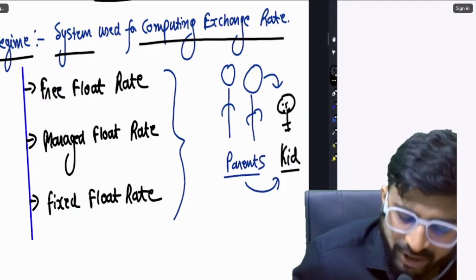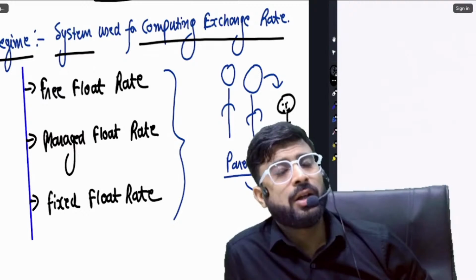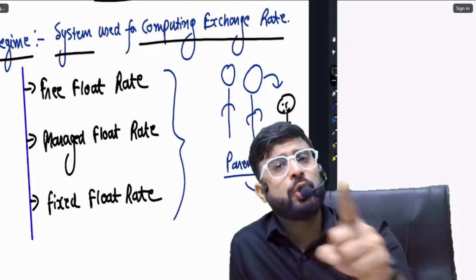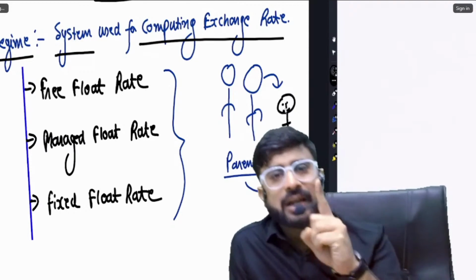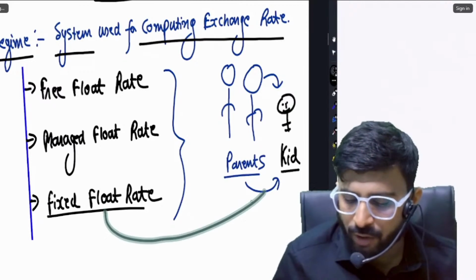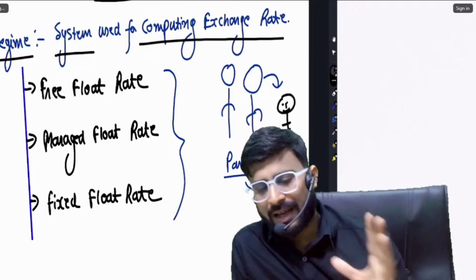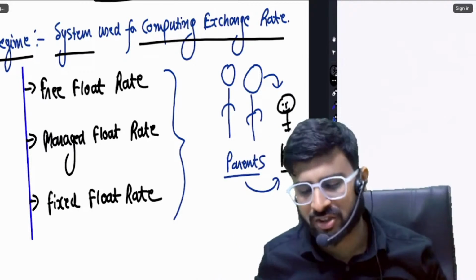And finally is the fixed float. Here the parents tell the kid, okay, whatever we tell you to do, you will do that. Whatever we say, you will have to do. Simply, here the government or the RBI of the country decides the exchange rate. This is, in simple language, the different regimes of exchange rate.